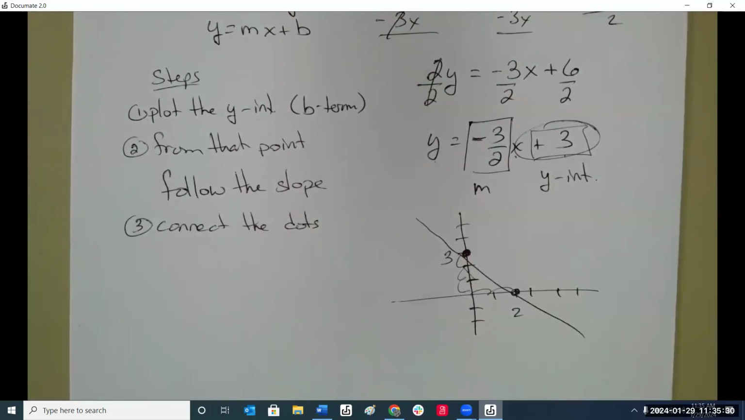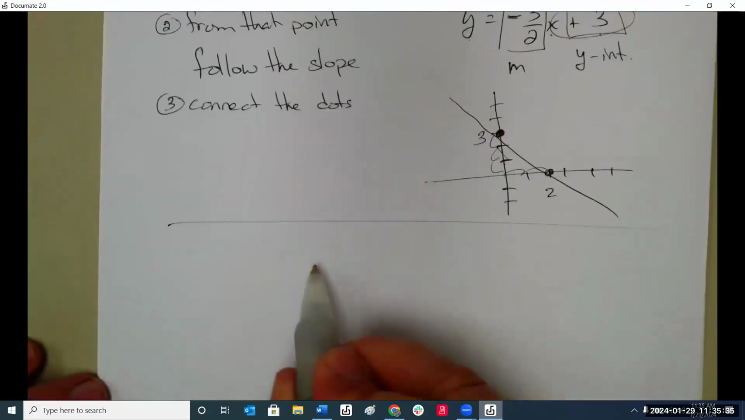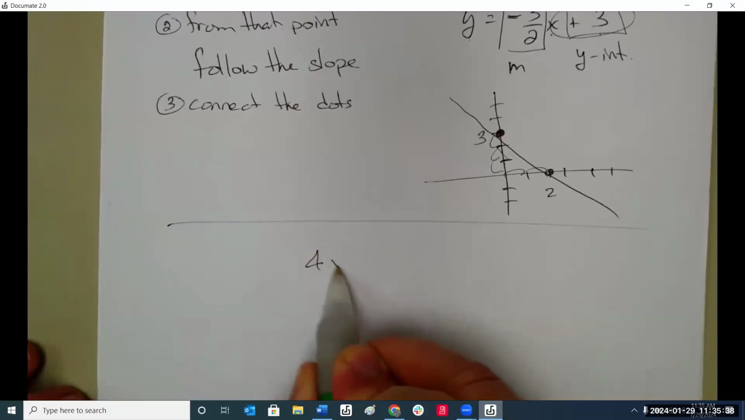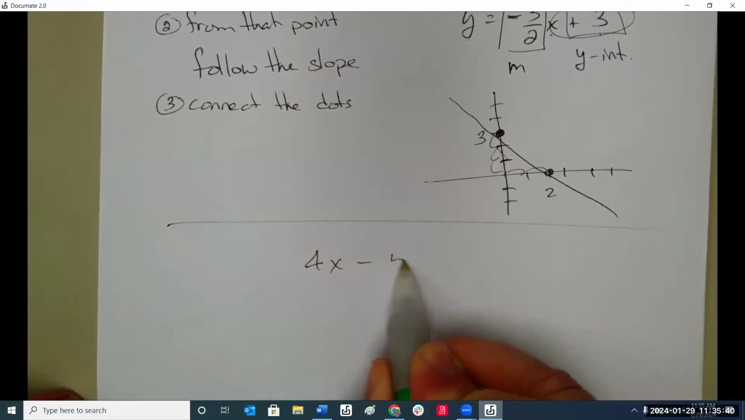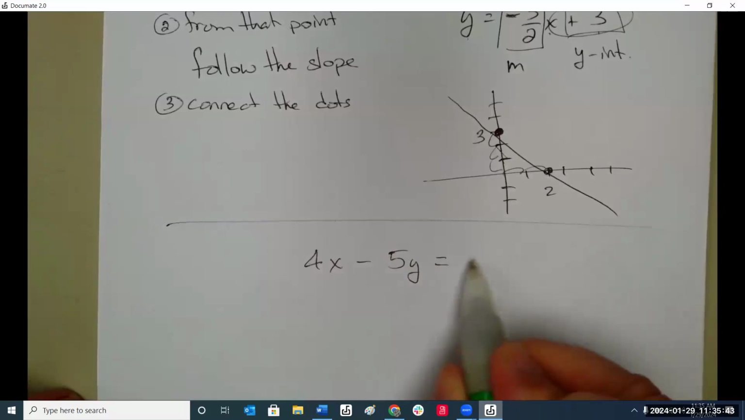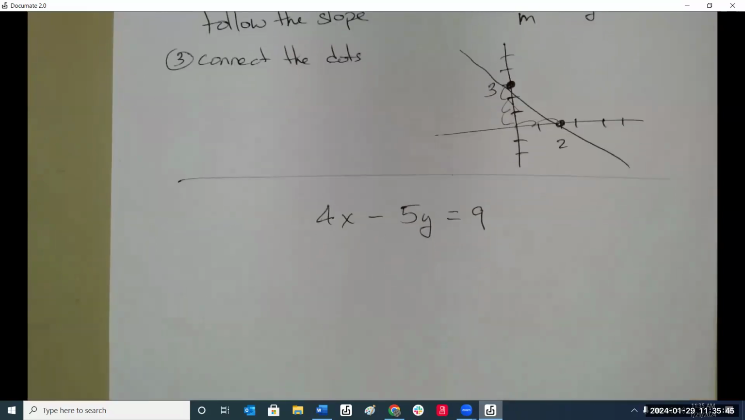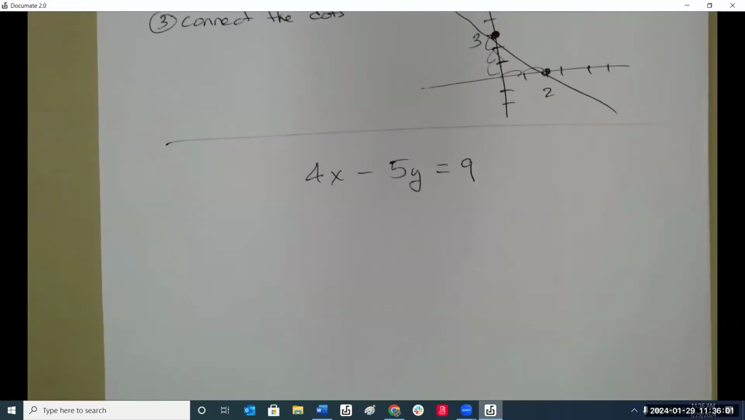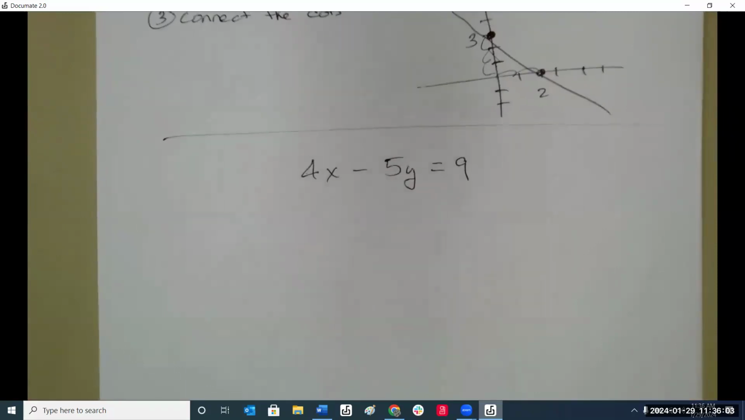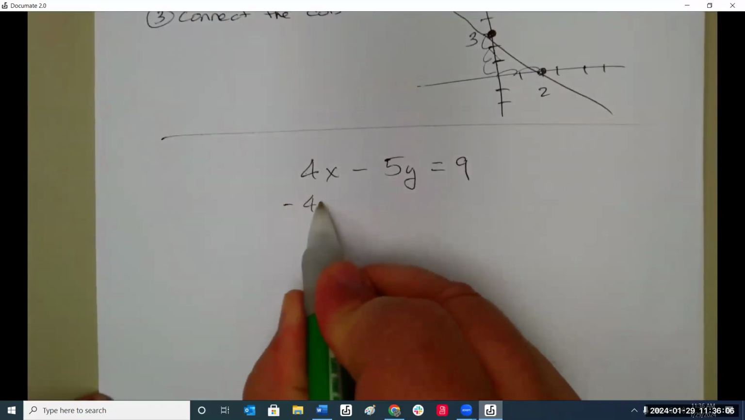Is it always going to work? Let's see. Use that method on this equation. So what's my first step? Subtract 4x.